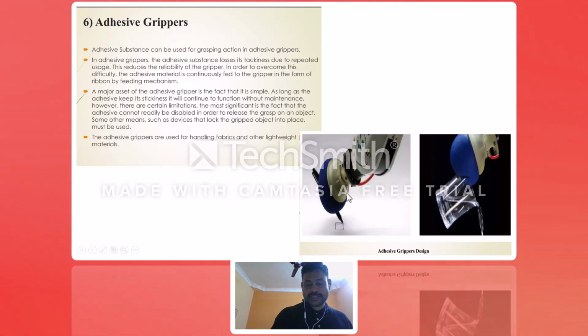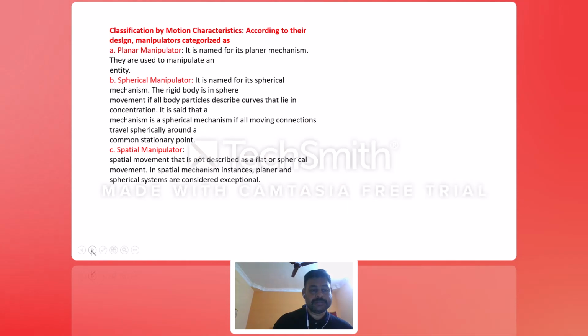Look at the typical example I want to show in the picture. Here, an adhesive gripper pen is attached to the robotic arm, the robotic end effector. Through programmed movement, the robot draws the diagram. In another example, look at the robotic arm using an adhesive gripper. It takes a glass with water and pours uniformly. So these are all the various types of grippers.